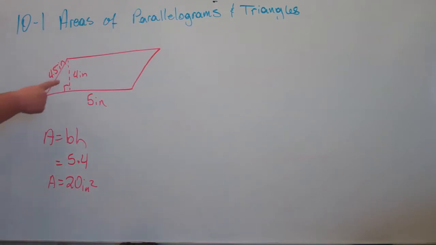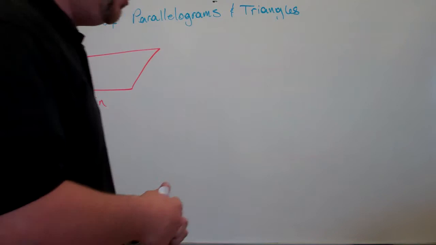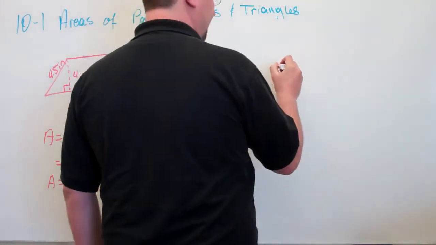So there's our height. This is our base because our altitude and our base are perpendicular. So therefore, 4 is the height, 5 is the base. Multiply them together, you get 20. Let's look at another example.